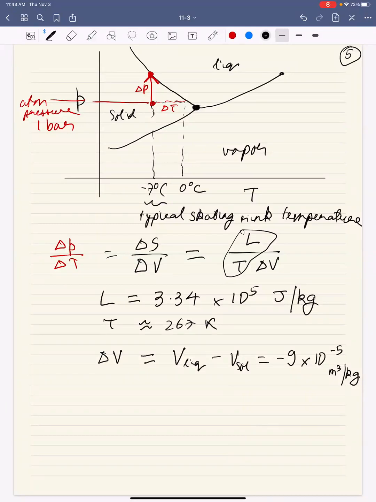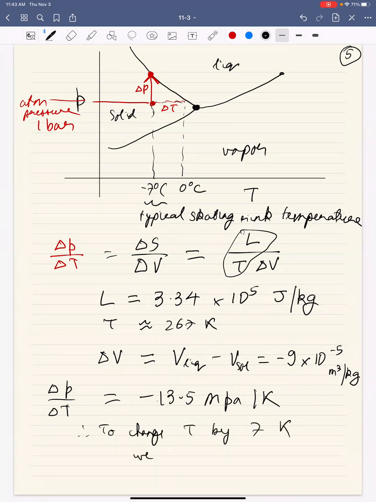Okay, so if you put these numbers together, we get delta P by delta T is equal to minus 13.5 megapascal per Kelvin. So in order to change the temperature by 1 Kelvin, you have to apply 13.5 megapascal pressure. Therefore, to change T by 7 Kelvin, we need approximately close to 100 megapascal pressure.